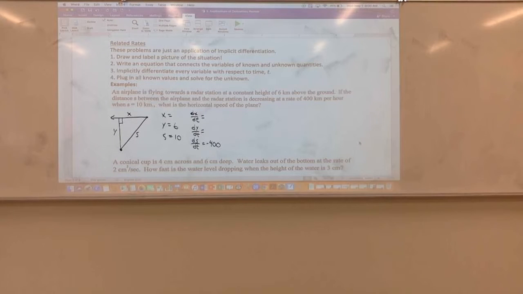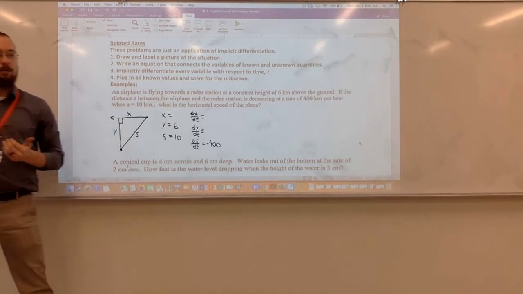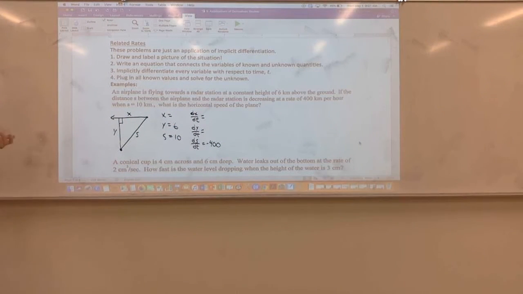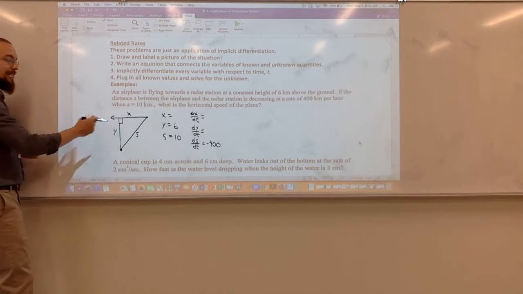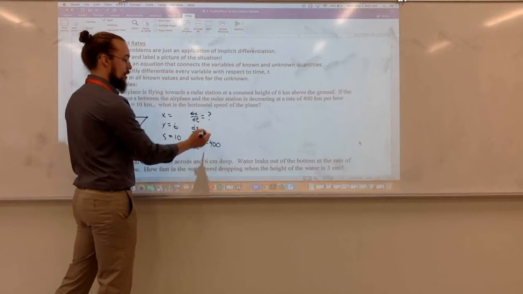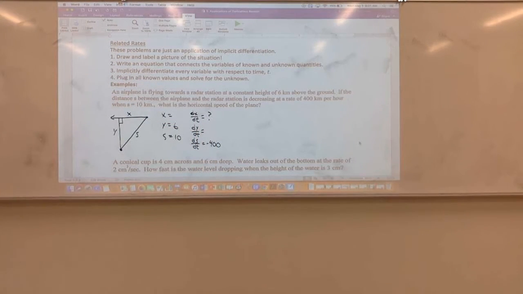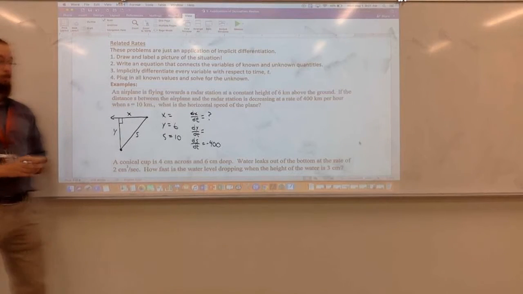Well, I only have 3 of the 6 things filled in. I need 5 of them filled in to solve for the one remaining. What we're trying to figure out is the horizontal speed of the plane, which would be the rate at which x is changing. So that's what we eventually want to solve. I need to figure out x and dy/dt before I can do this problem. So, thoughts?